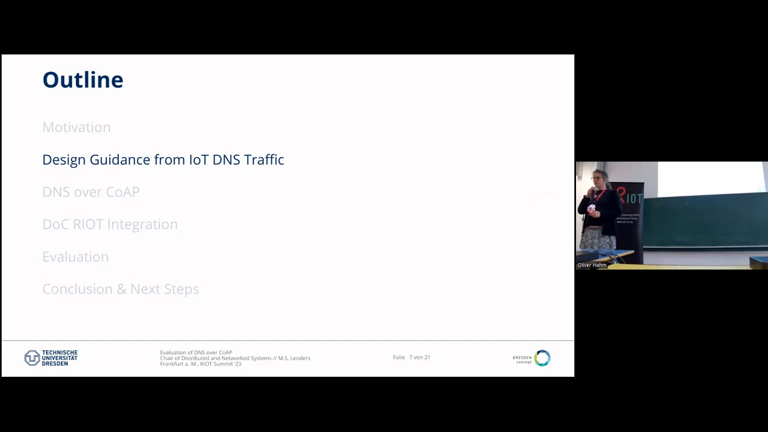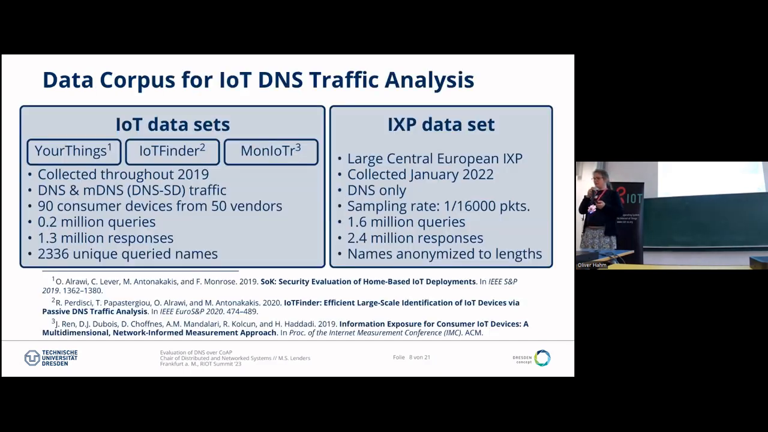So how do we design the protocol? For that, we looked at IoT DNS traffic, mainly from three data sets: YourThings, IoT Finder and Monitor IoTR. I don't even know how to pronounce this, but yeah, these were collected in three separate studies, which you can find below here.